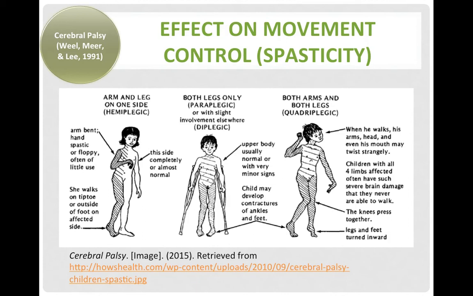Quadriplegic means all four limbs are severely affected, and this poses the greatest difficulty in walking, and some individuals with this much brain damage are often wheelchair bound.